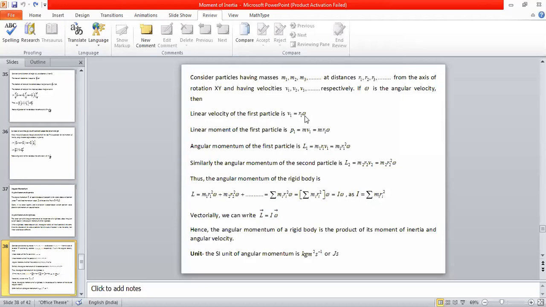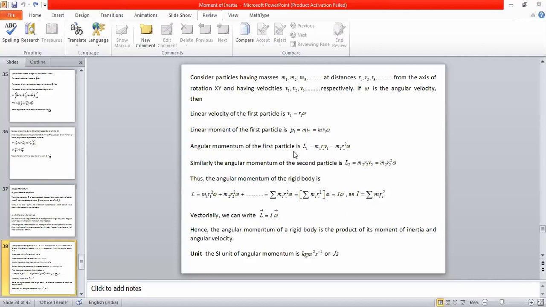v1 is r1 into omega, so substituting, p1 becomes equal to m1, I'm extremely sorry, m1 into r1 omega. So the linear velocity of the first particle is v1 equals r1 omega. Linear momentum is m into v, it's not m into v, it is m1 into v1. So therefore, it must be m1 r1 omega.